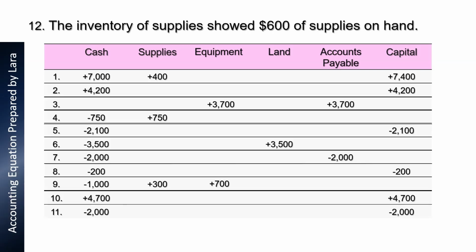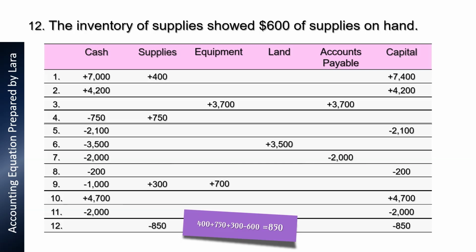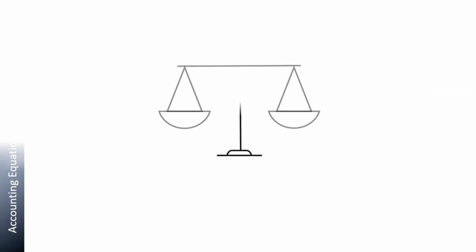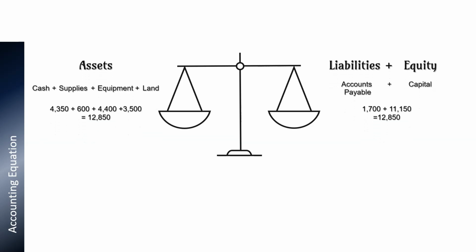The inventory of supplies showed $600 of supplies on hand. This leads to a decrease in supplies and capital by $850. Now, after all transactions have been recorded, both sides of the equation are perfectly balanced, each totaling $12,850. This balance means that the total value of what the company owns, assets, is fully matched by the combined value of what it owes, liabilities, and the owner's stake, equity.